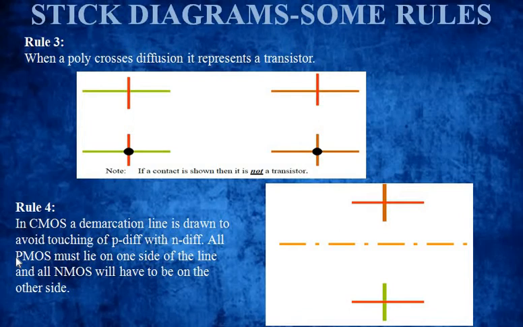So all these P transistors will be lying on one side, on the other side you will be having N transistors, and there should be a dotted line, and that line is called your demarcation line. So there are 4 basic rules for your stick diagrams.